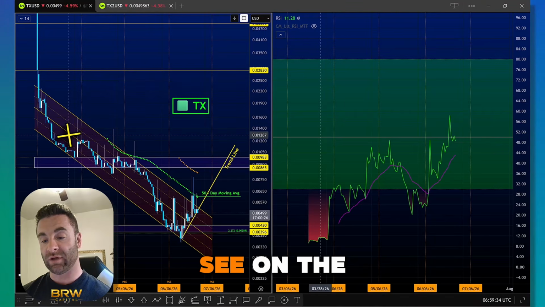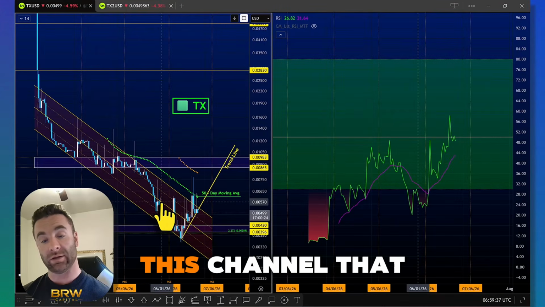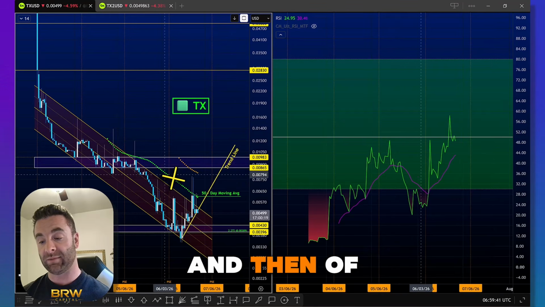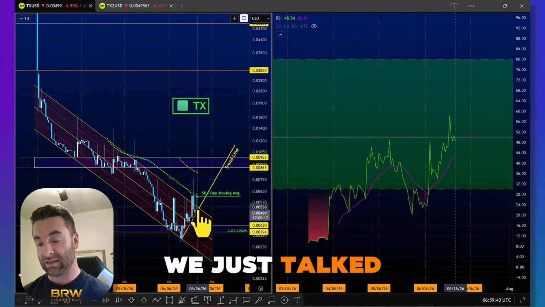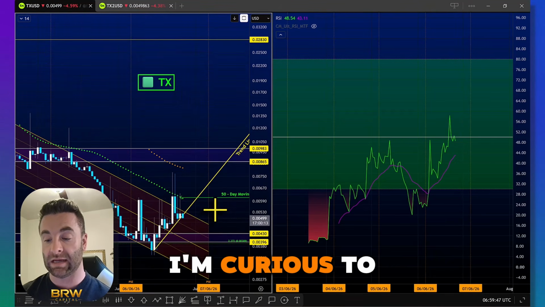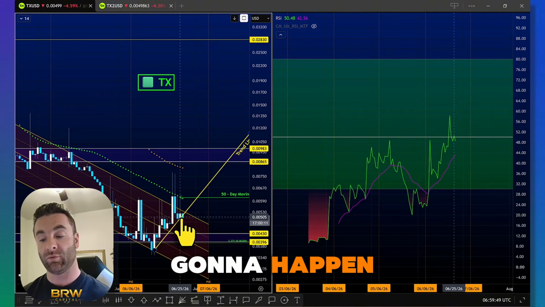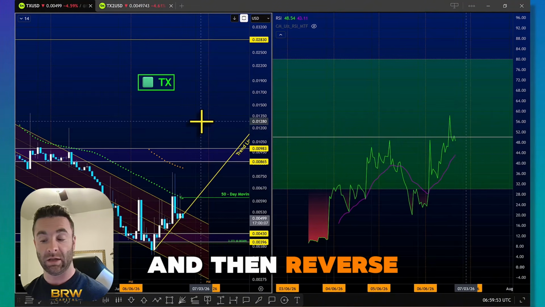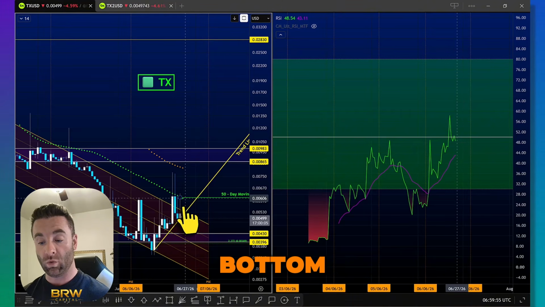And you can see on the left, we have had this channel that we've been in. I had drawn this trend line, and then of course that 50-day moving average that we just talked about. And this is creating some sort of pressure. I'm curious to see what is going to happen. Are we going to have one more spill, touch this area, and then reverse? Could be like a little double bottom.